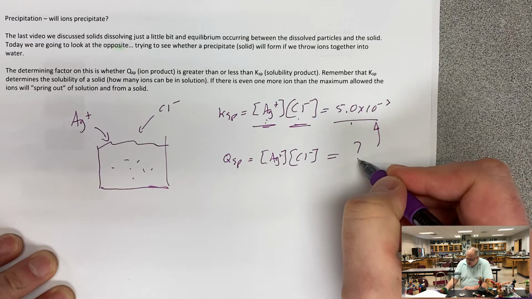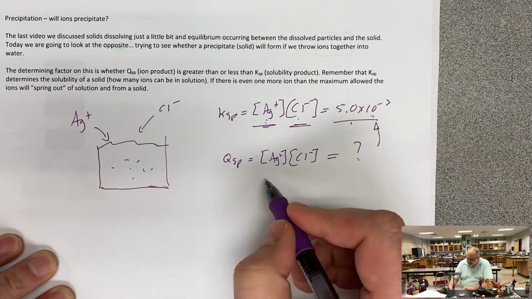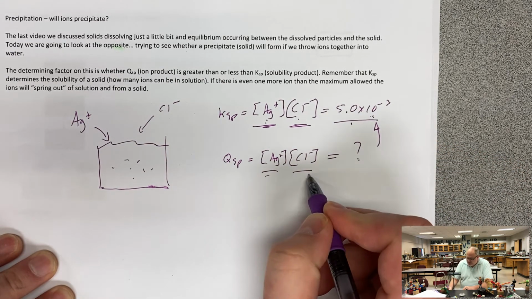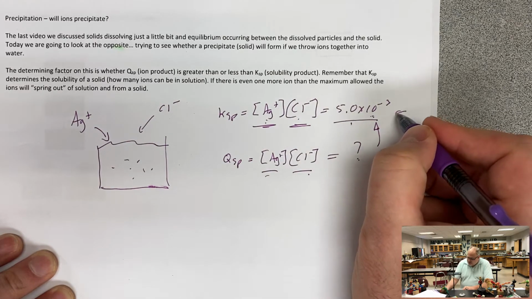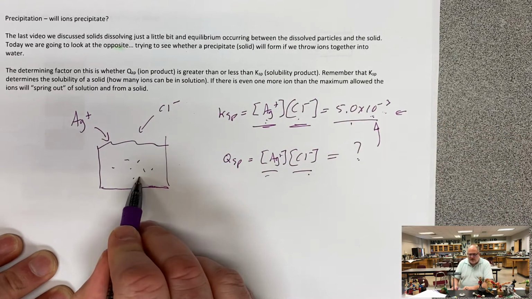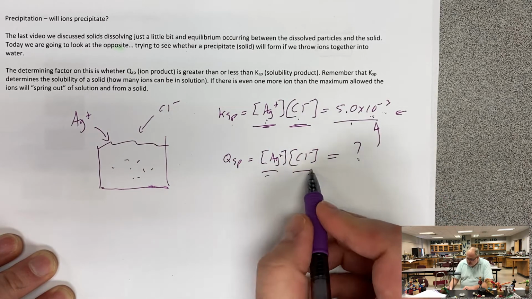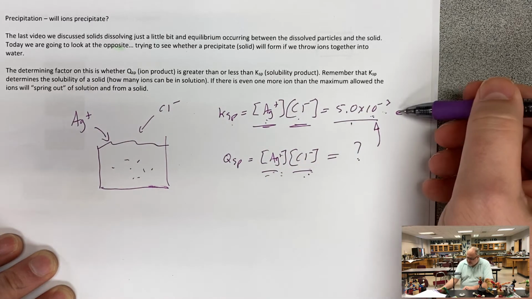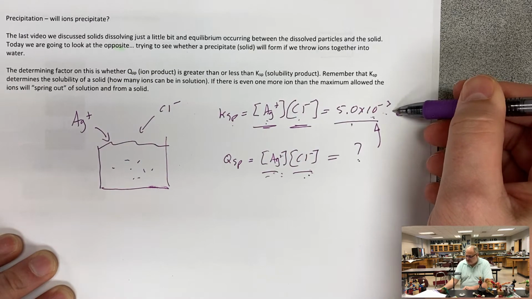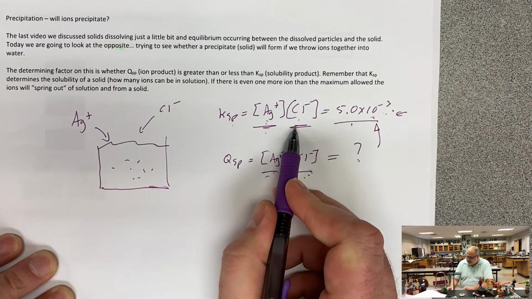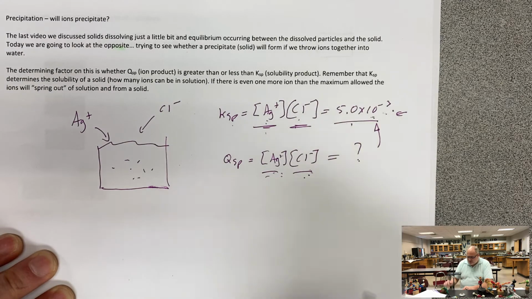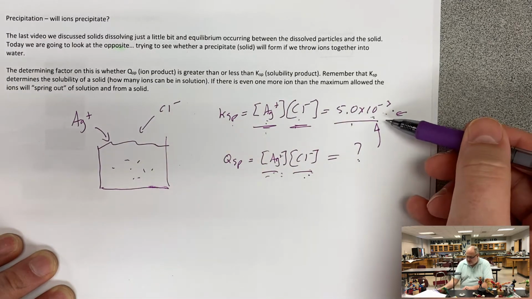If this number is bigger than that number, it means we have too many of these ions for the 5.0 times 10 to the negative 3 that the water, the overlord Ksp, allows, which means we'll have a precipitate. If we multiply these two numbers together and get a number less than 5.0 times 10 to the negative 3, in the case of Ag+ and Cl-, then nothing will form and we'll end up with ions just floating around because we haven't reached the maximum.